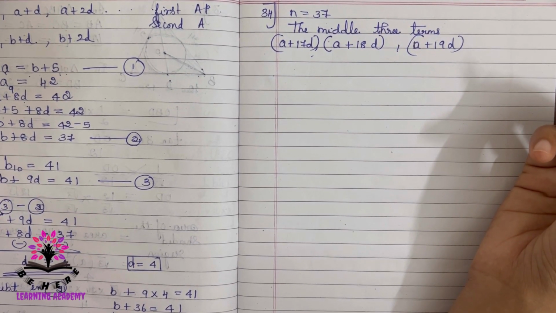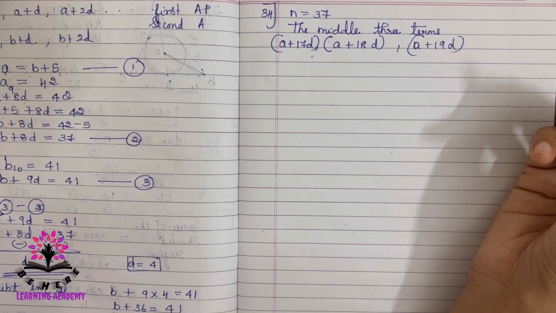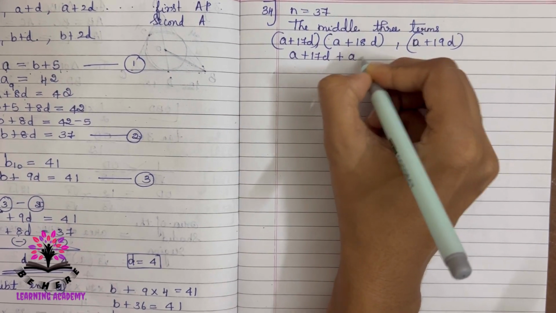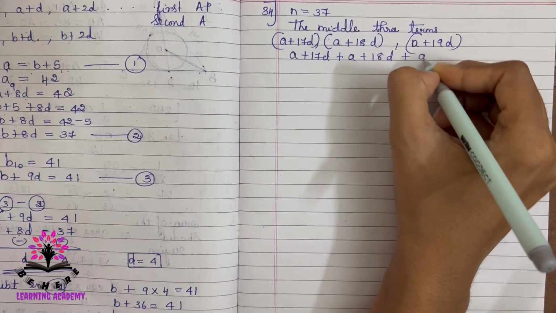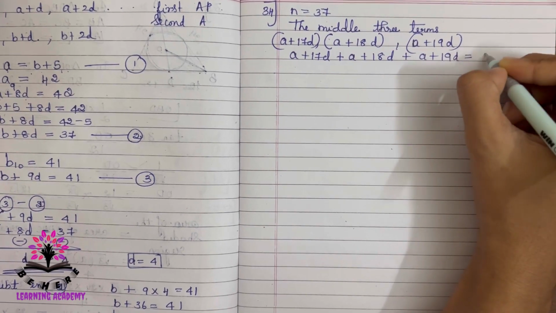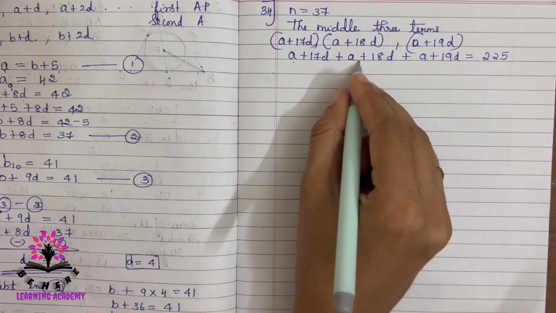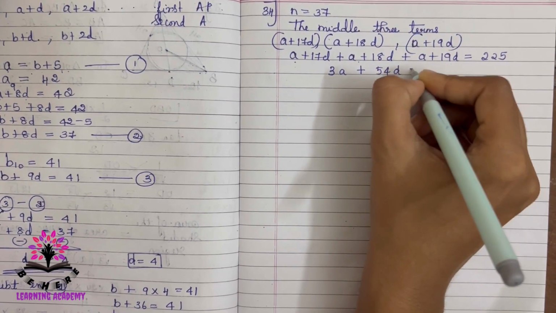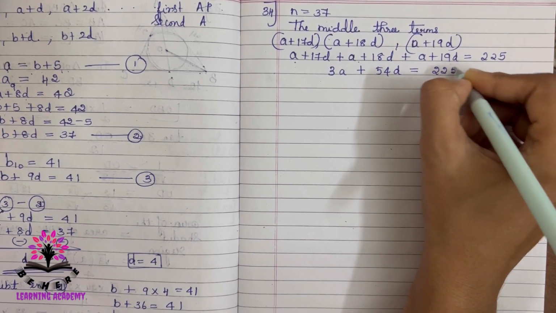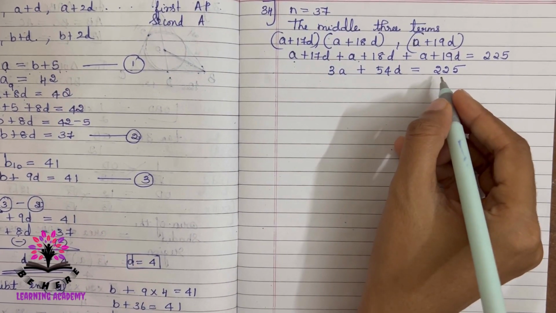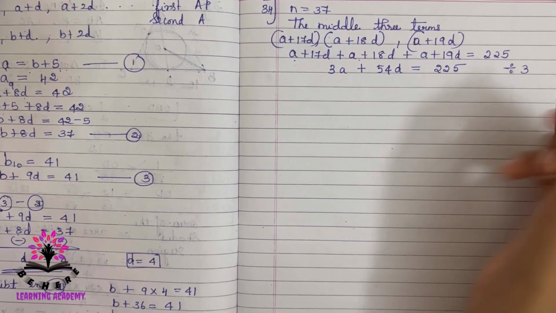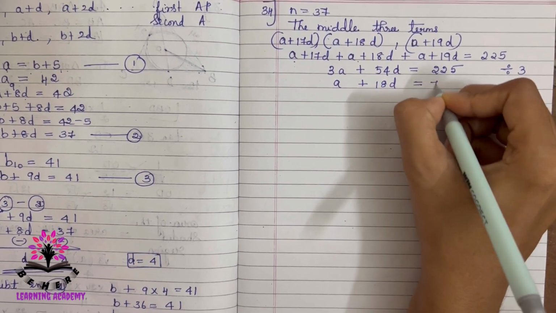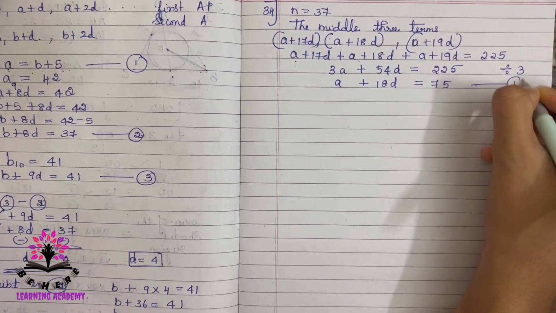In the question they have given that the sum of the middle 3 terms is 225. So I can write A plus 17D plus A plus 18D plus A plus 19D is equal to 225. That gives 3A plus 54D equal to 225. 3 is common all over, so I'll divide by 3. I get A plus 18D equal to 75. I name it equation number 1.